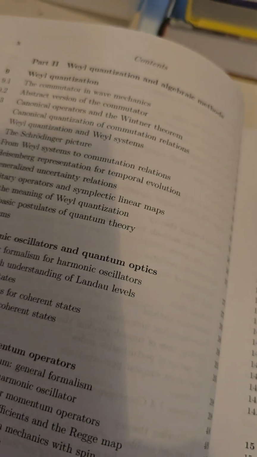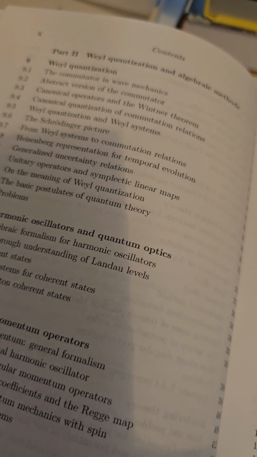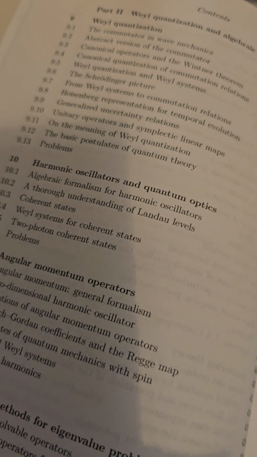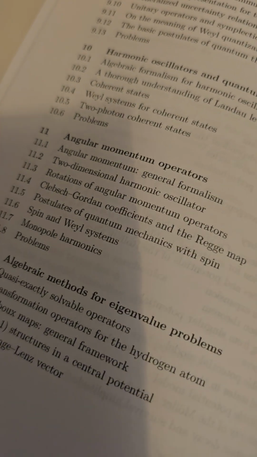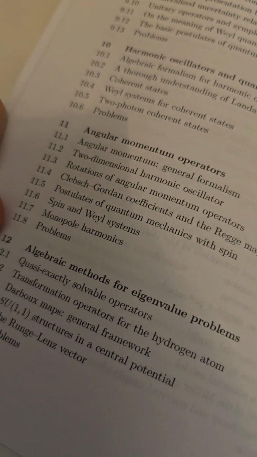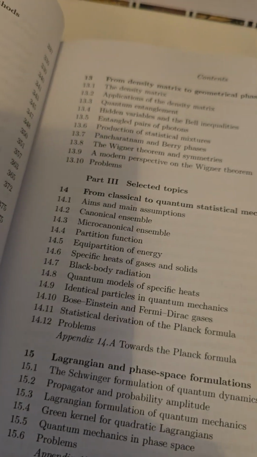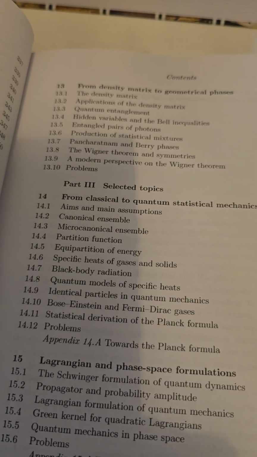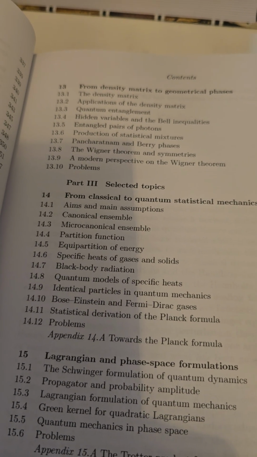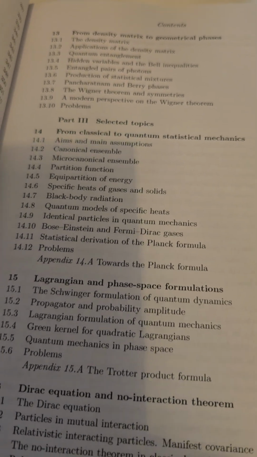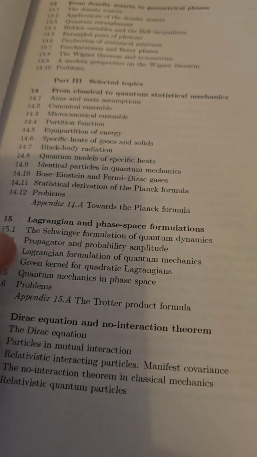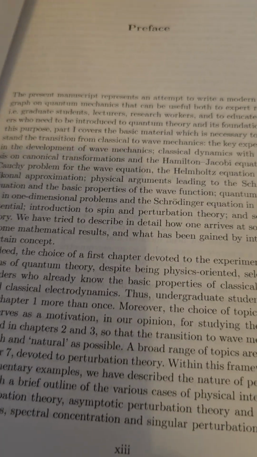And then we go to wave equations, wave mechanics, from classical to wave mechanics, uncertainty relations and application of wave mechanics, introduction to spin, perturbation theory, then immediately to scattering theory. Then part 2 is Weyl quantization and algebraic methods, where they cover Weyl quantization, harmonic oscillator and quantum optics, angular momentum operators, algebraic methods for eigenvalue problems, from density matrix to geometrical phases, from classical to quantum statistical mechanics, Lagrangian and phase space formulations, Dirac equation and no interaction theorem, and that's the book essentially.